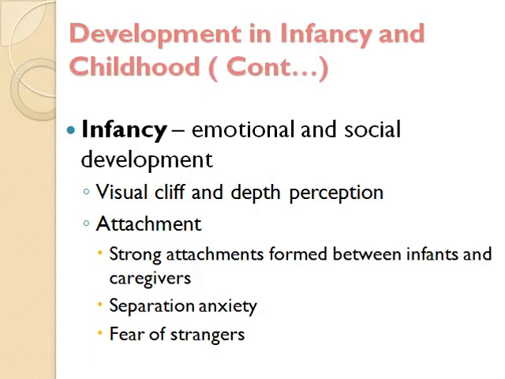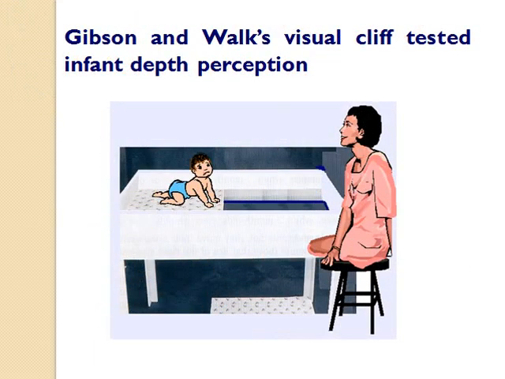Gibson and Walk, both of them, tested this visual cliff and infant depth perception. They just left a child and wanted to test whether the child is able to see and come towards the people. And they found that the child was able to see people, able to visualize people and come towards the people.